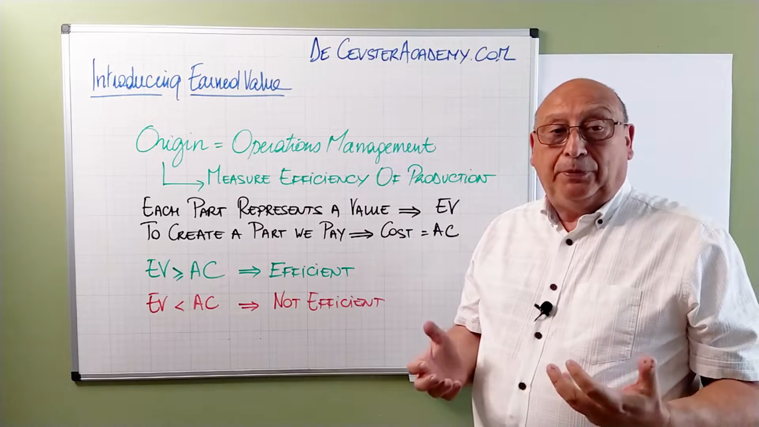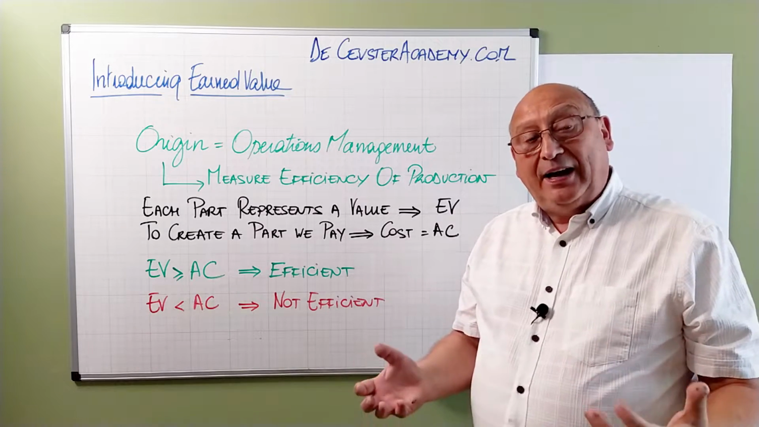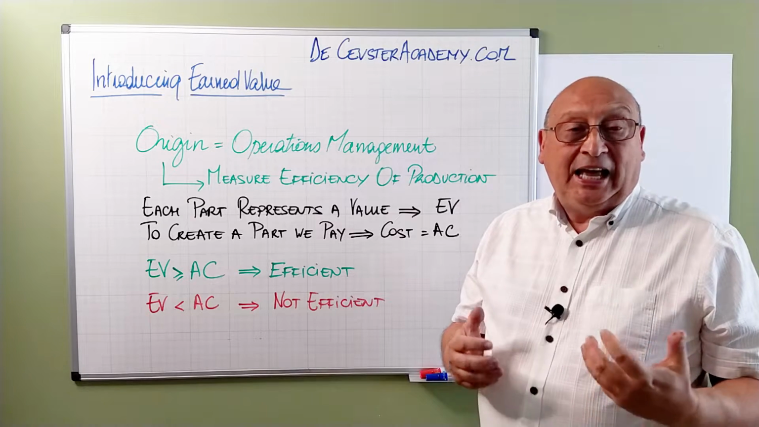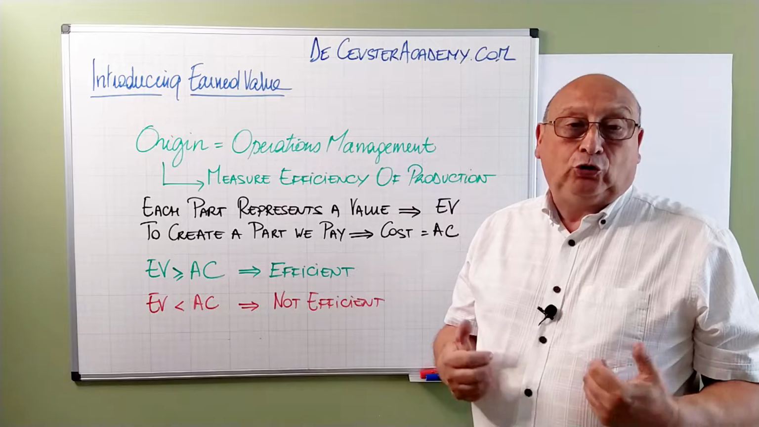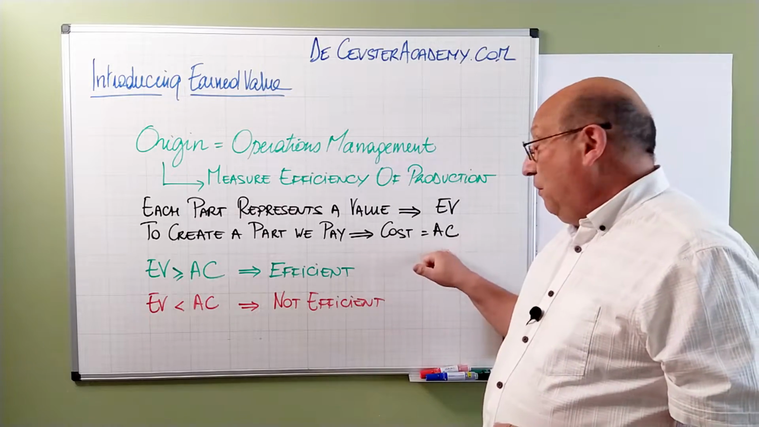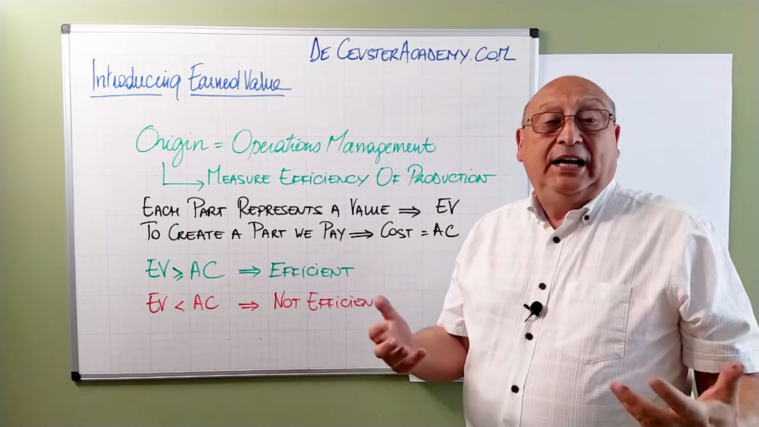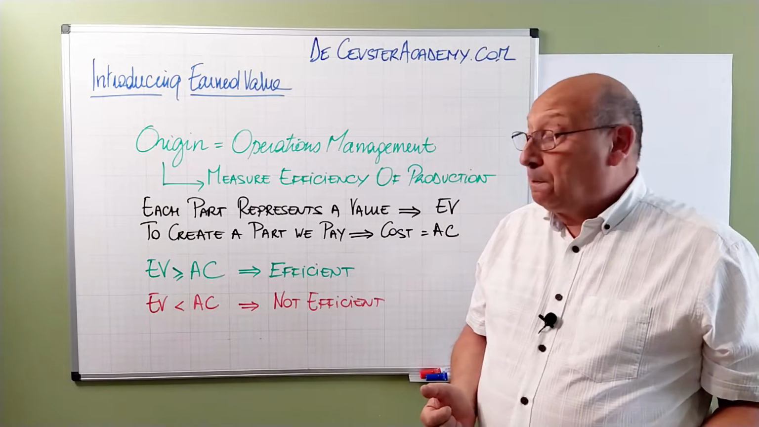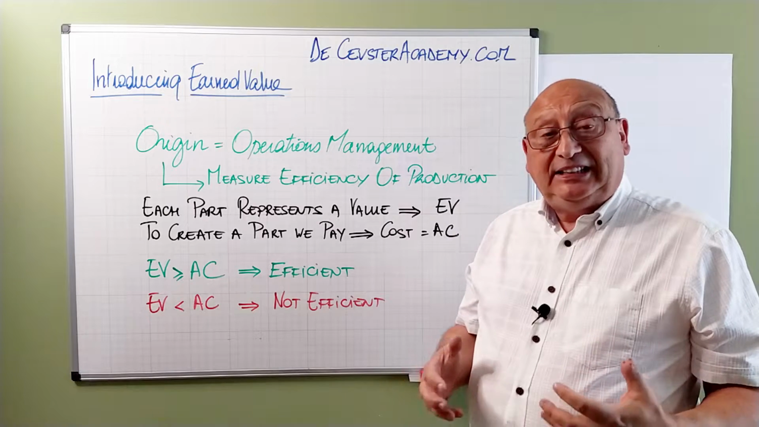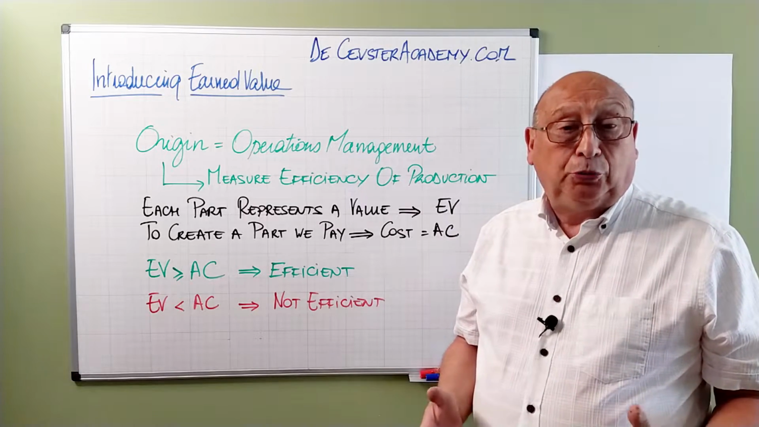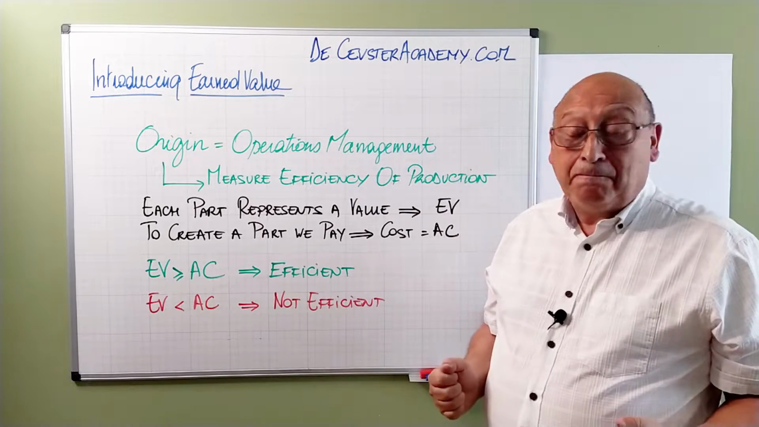Now, what they do in operations management is compare the value of that piece and the amount of money that has been spent to create that piece. And that money to create the piece we call, in fact, the actual cost. Basically, on this information, we can already see if our production is working efficiently or not.